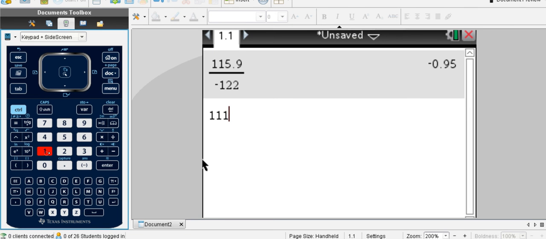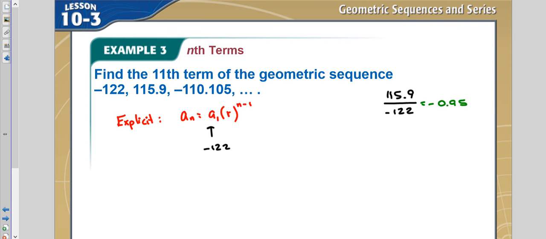So we take the 115.9, and we're going to multiply this times that answer. And it says the next term should be negative 110.105. Yep, that's right. Now if we wanted to find the 11th term, we're just going to use this formula here, and we'll plug in 11 for the n.